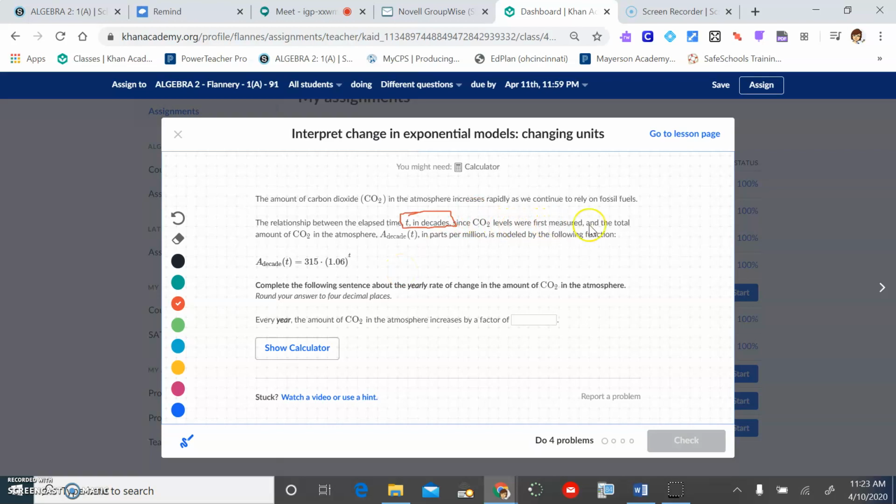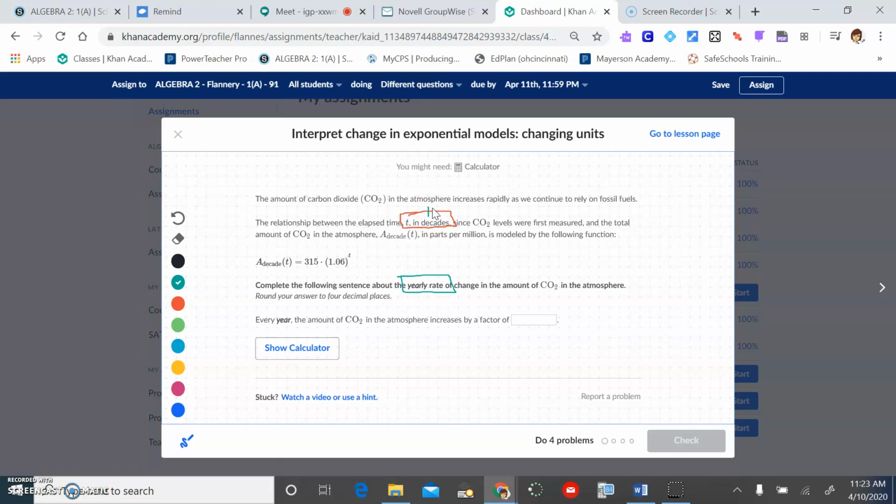Since the CO2 levels were first measured, and the total amount of CO2 in the atmosphere, okay, so this is the name of the function, in parts per million, is modeled by the following function. Okay, so there's the name of the function, a decade of t, and then there's the equation. Complete the following sentence about the yearly rate of change of the amount of CO2 in the atmosphere. If these two rates were the same, this amount of time, this is 10 years, right?